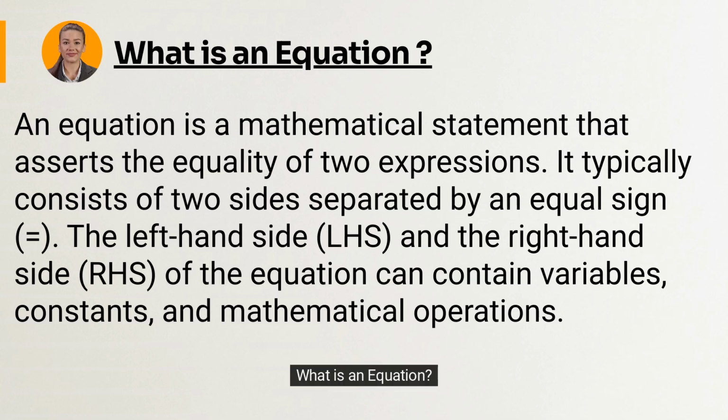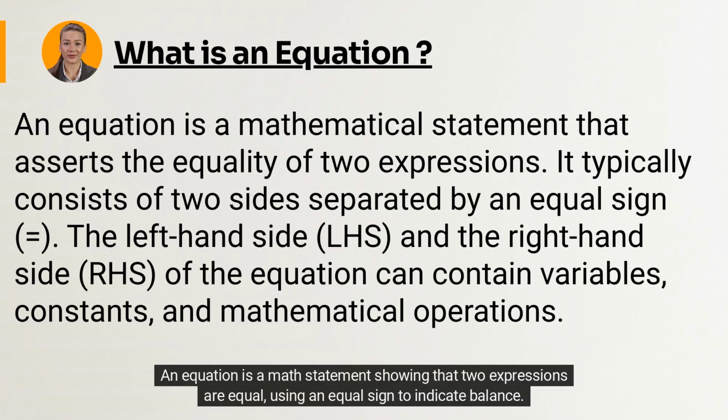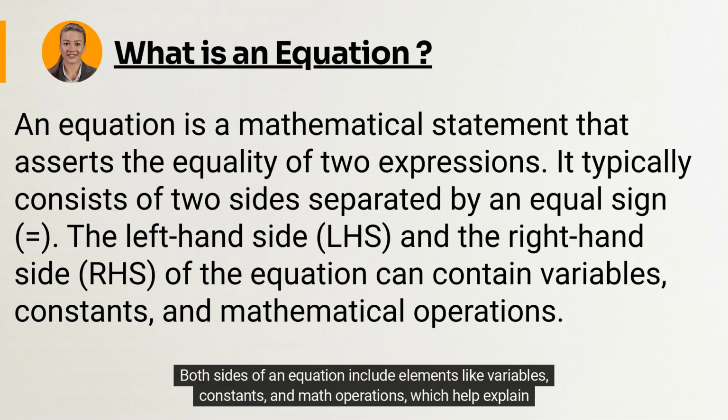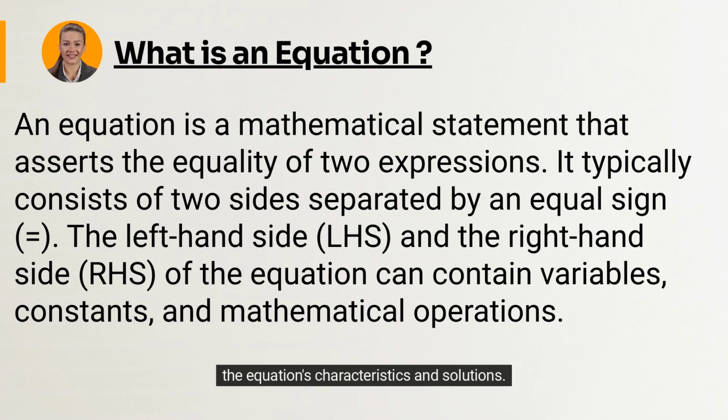What is an equation? An equation is a math statement showing that two expressions are equal, using an equal sign to indicate balance. Both sides of an equation include elements like variables, constants, and math operations, which help explain the equation's characteristics and solutions.